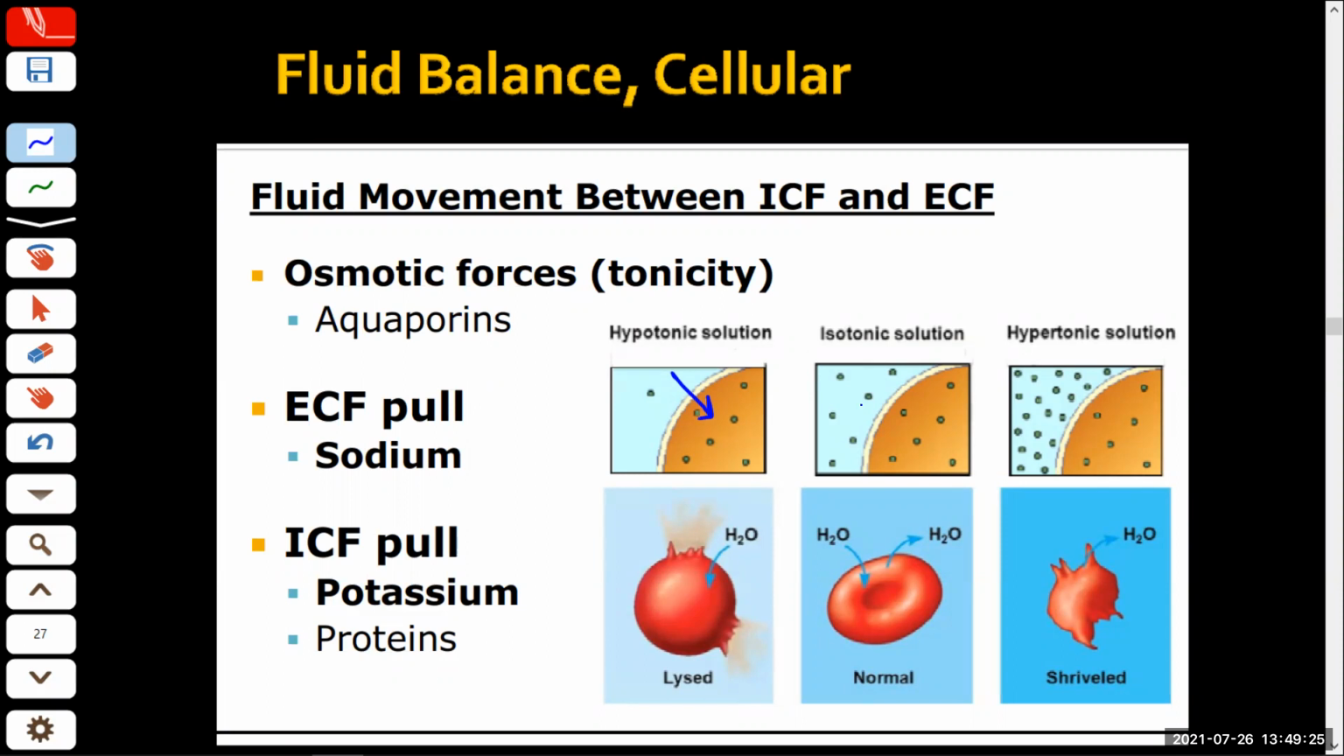Okay, isotonic. What's going on there? In and out equally. Yep. So therefore nothing happens to the cell. Nice. And hypertonic. Leaving out, shriveling, dehydrating yourself.